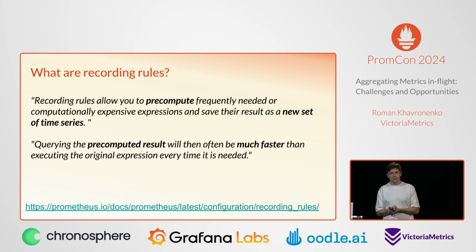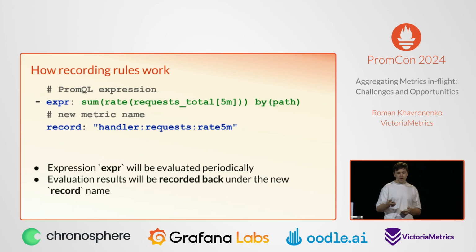So recording rules, according to the Prometheus documentation, help you to pre-compute frequently needed queries, so they will be performed faster next time when you execute them. And here's how a recording rule works. It's super simple. You have only two fields to configure. The first one is expr, the expression. That's basically the query you want to optimize. In this case, I picked one random query. And the second field is record. That's basically a new name that you give to the results of this expression.